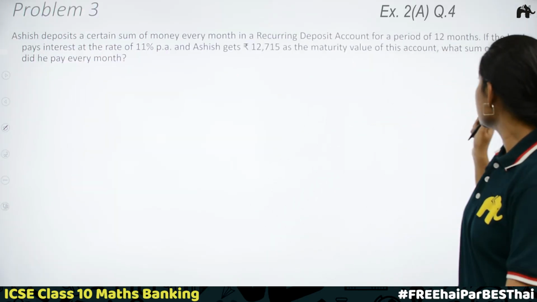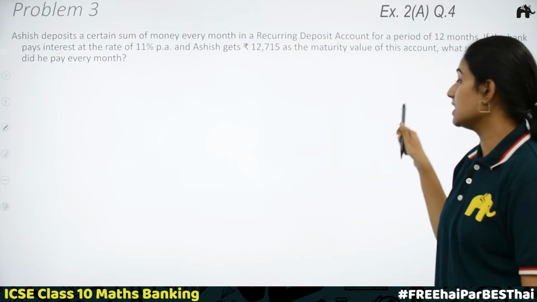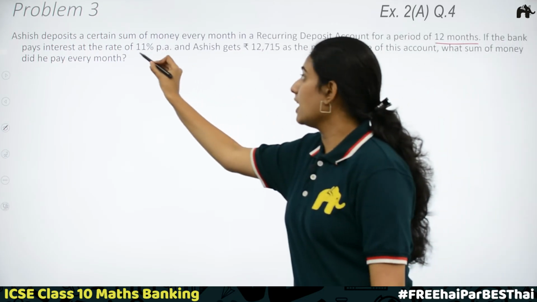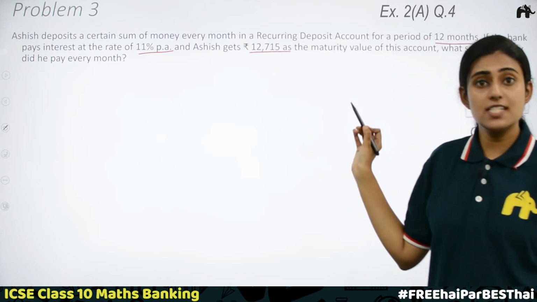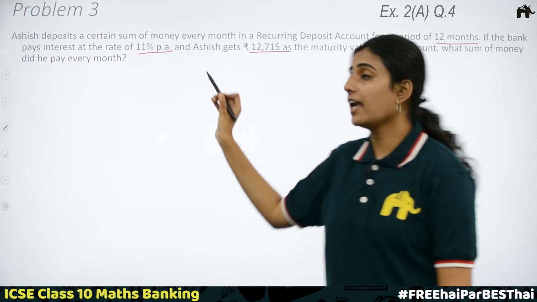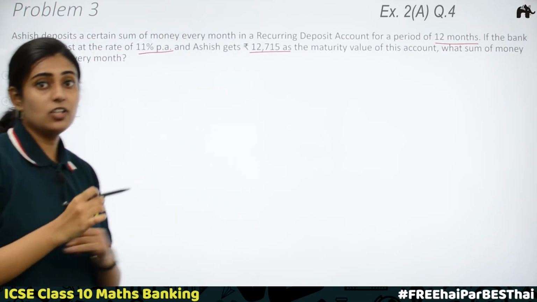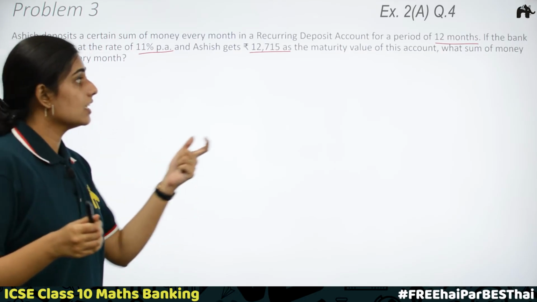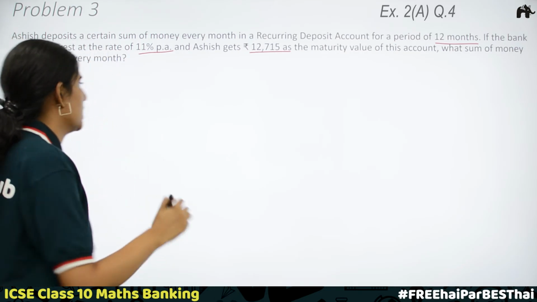Question number 4 of exercise 2A. Ashish deposits a certain sum of money every month in a recurring deposit account for a period of 12 months. If the bank pays interest at the rate of 11% per annum and Ashish gets rupees 12,715 as a maturity value of this account, what sum of money did he pay every month? This is an example of type 2 problem. Here, the maturity value or interest is not what is to be determined. We need to find the sum of money he paid every month, which is the monthly installment.